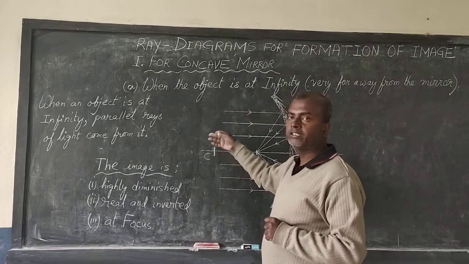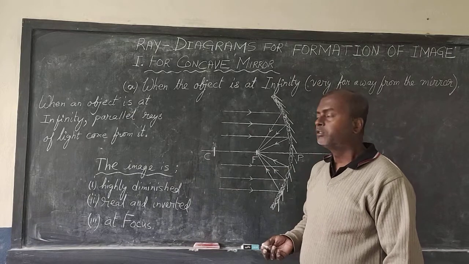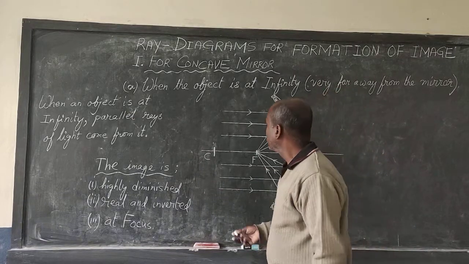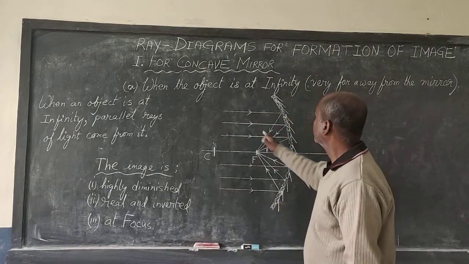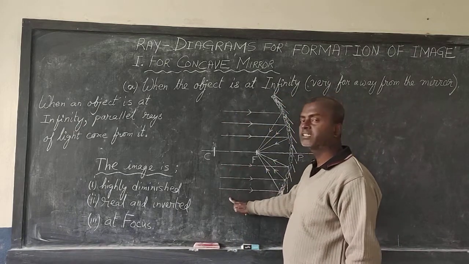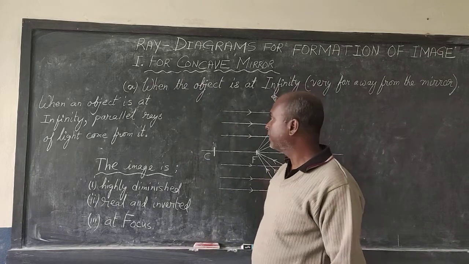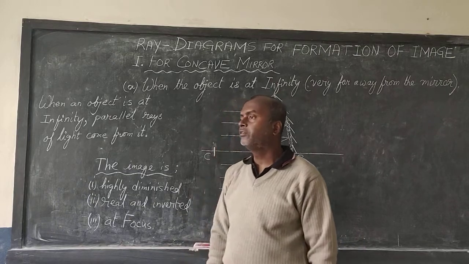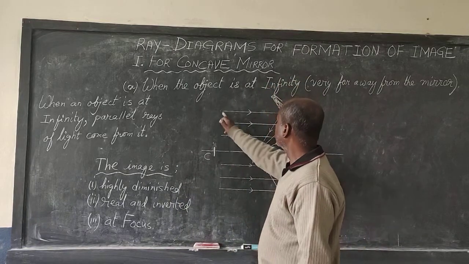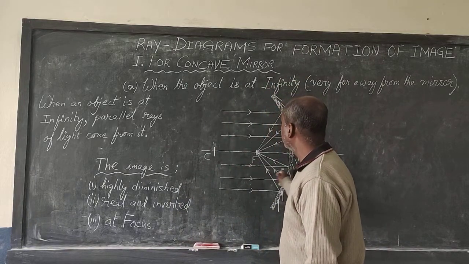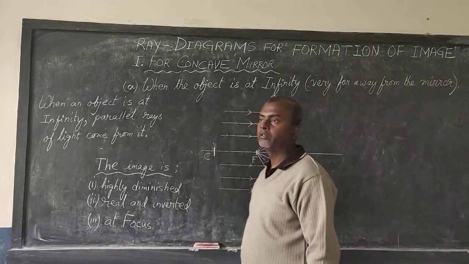Okay, you can see over here there is no object drawn because the object is at infinity. We don't know how far it is, so we cannot draw the object. But the parallel rays coming out from this object, those parallel rays I have drawn over here. You can see 1, 2, 3, 4, 5, 6 incident rays coming from the object which is at infinity. Keep in mind, when an object is at infinity, parallel rays of light come from that particular object.